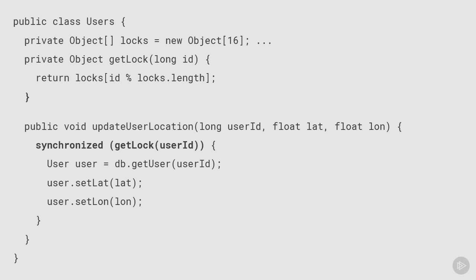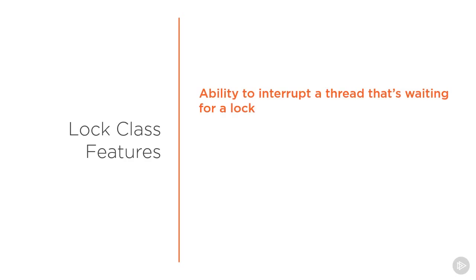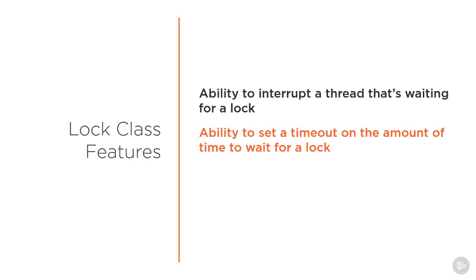If the data is not well distributed, then the demand for locks can be concentrated on only a few hot locks. The last thing I want to quickly mention is that instead of using the synchronized keyword for locking, you can use a lock object from the java.util.concurrent package. The lock object provides some additional features, like being able to interrupt a thread that's waiting for a lock, and being able to set a timeout on the amount of time a thread waits for a lock.